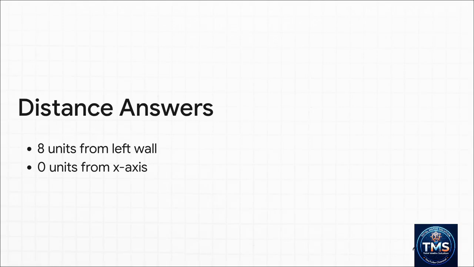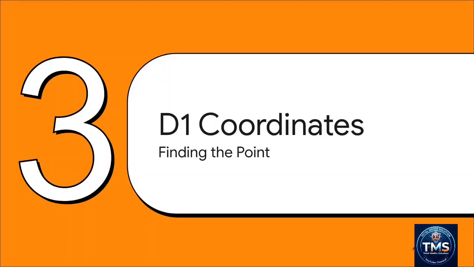Simple, right? Now what about its distance from the x-axis? Think about it. The door is built directly on that x-axis line. It hasn't moved up or down at all. So its distance from the x-axis is exactly 0 units. Boom! Part 1 is done.